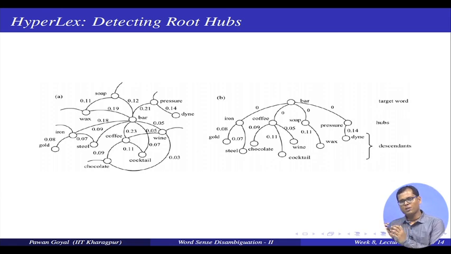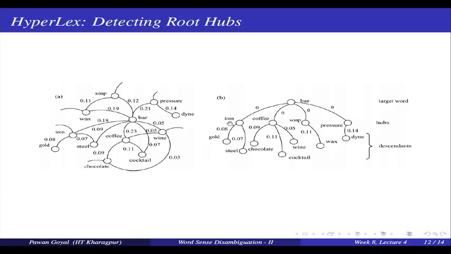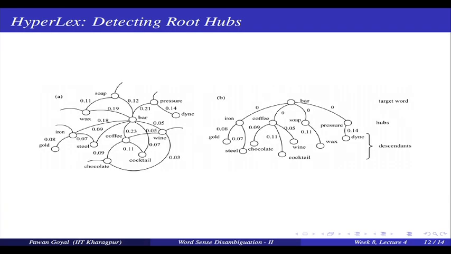So, from your corpus, you are focusing on one word here, bar, and you are trying to construct the co-occurrence matrix, finding out the association between various words, building out this graph. From there, you are detecting what are your various hubs and their descendants, and this becomes your structure now. This is your target word, different hubs and their descendants, and this is what you have obtained in a completely unsupervised manner, because nobody told you how many senses the word bar would have, or what are the different senses of bar. You found it automatically by using the corpus data.